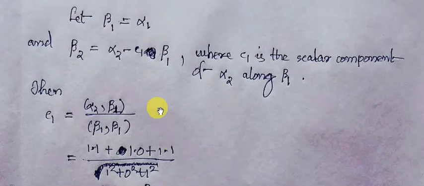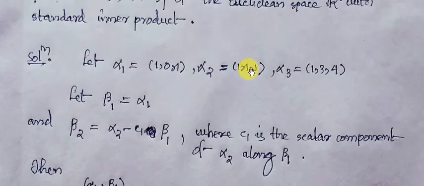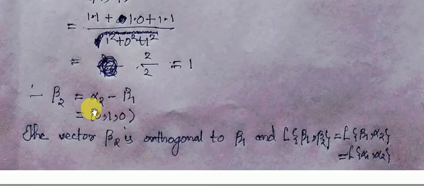So beta 2 equal to alpha 2 minus C1 beta 1. We are substituting the value of C1, which is 1. So beta 2 equal to alpha 2 minus beta 1. This is alpha 2 vector and this is beta 1 vector. After component-wise subtraction, the first component is 1 minus 1, that is 0, the second component is 1 minus 0, that is 1, and the third component is 1 minus 1, that is 0. So we have beta 2 vector equal to (0, 1, 0).